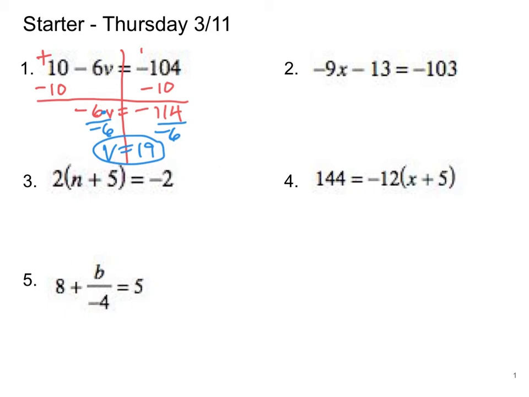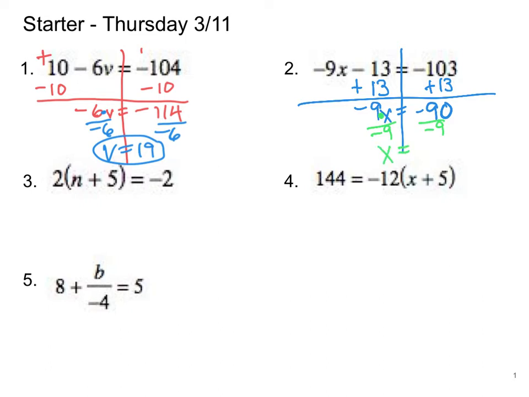All right, number 2. Negative 13 wants to be over here with his friend. So how do we move that negative 13? We're going to do the opposite. We're going to add 13 to both sides, or give it a positive. So we have negative 9x equals negative 103 plus 13 equals negative 90. Okay, and then negative 9 and x are multiplying, so we are going to divide by negative 9. Negative 90 divided by negative 9 is a positive 10.